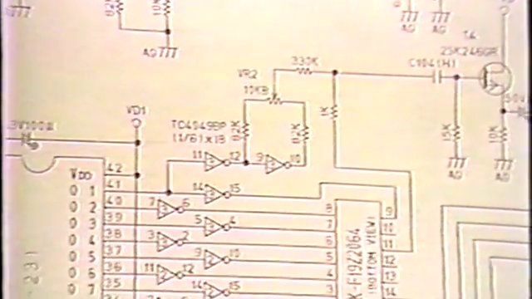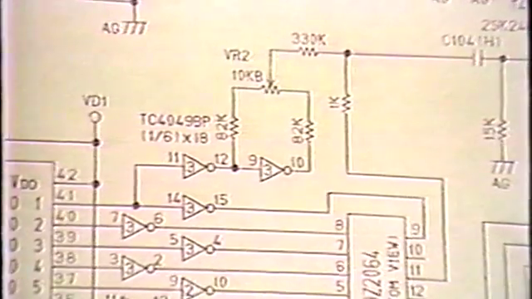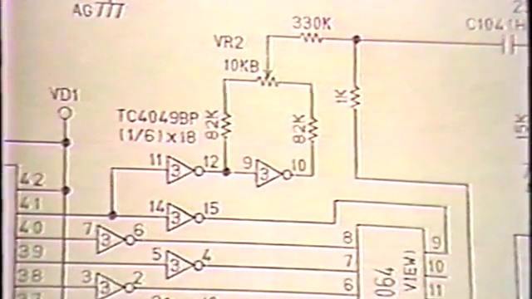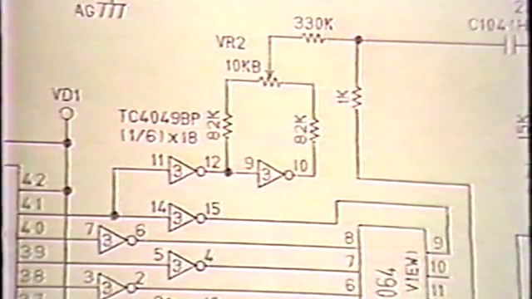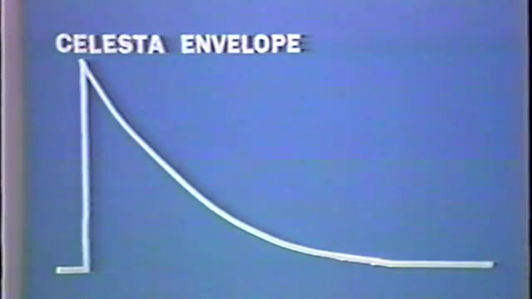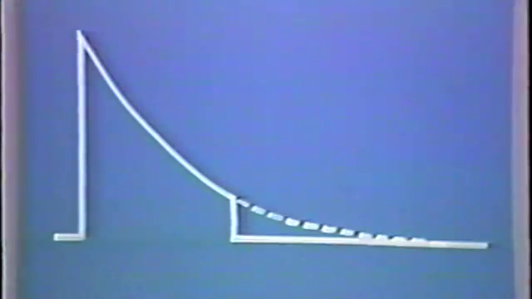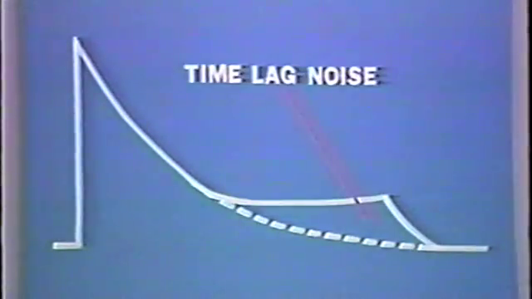Now let's return to the digital to analog converter. As I mentioned before, in some cases it may not be possible to obtain the correct envelope, depending on the accuracy of the circuit. A bit compensator circuit is used to correct this situation. This is the correct Celesta envelope. If not correctly compensated, the sound fades quickly, or the sound is unnecessarily prolonged. These are called time lag noises.